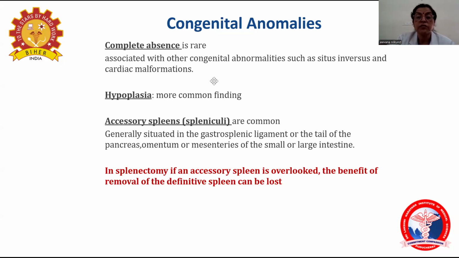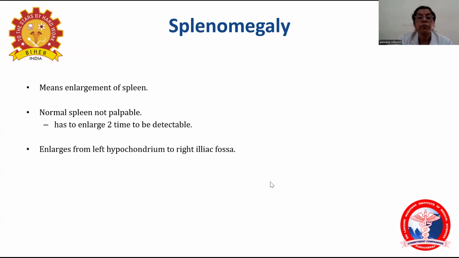What are the anomalies that we see in the spleen? There might be a complete absence of spleen, which is very rare. It is most of the time associated with other abnormalities like situs inversus. There might be hypoplasia of the spleen, which is more common. But the most common condition is having accessory spleens. So generally, they are in the gastrosplenic ligament or near the tail of pancreas or in the omentum or in the mesentery. So importance of accessory spleen is whenever splenectomy is done, if the accessory spleen is not looked for, the patient may not get benefit of splenectomy.